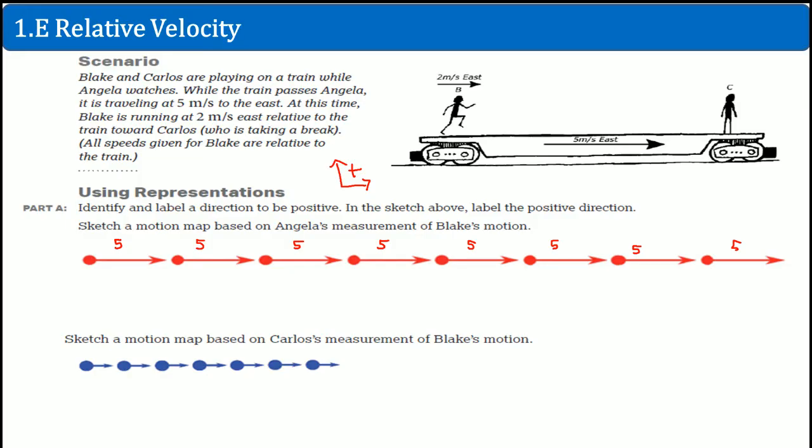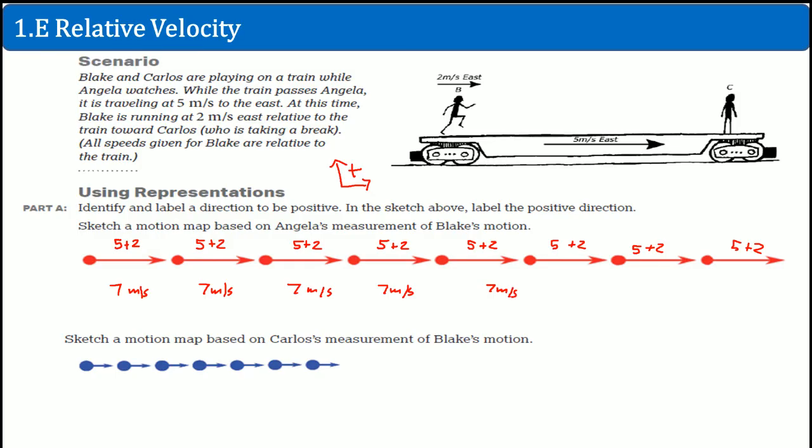So this was Blake's motion, and this was the train. So 5 plus 2, 5 plus 2, and so on. So this was him running with the train. This is the 5 meters per second, in total 7 meters per second. Because again, this is a combination, and so on and so on.